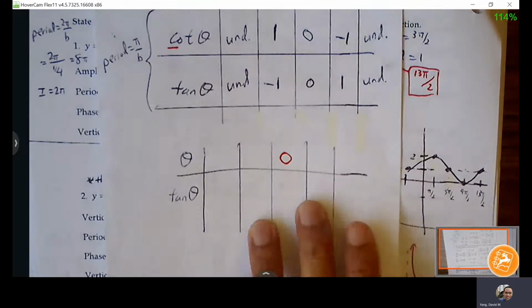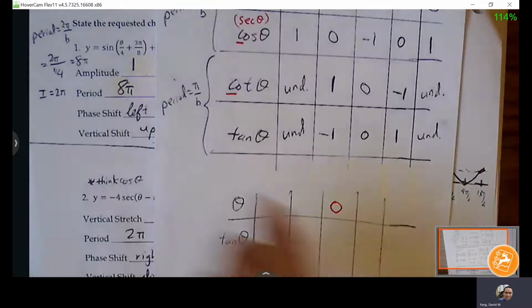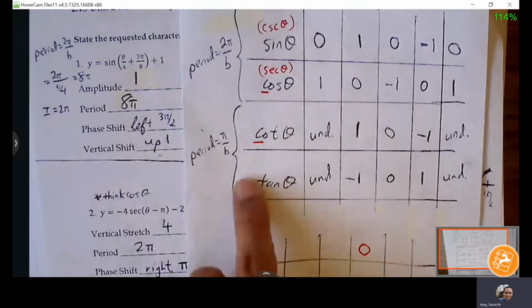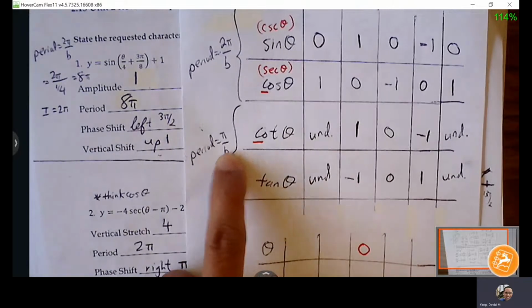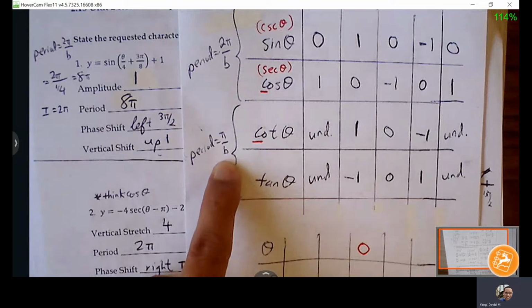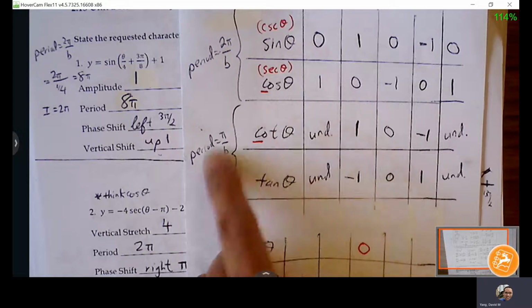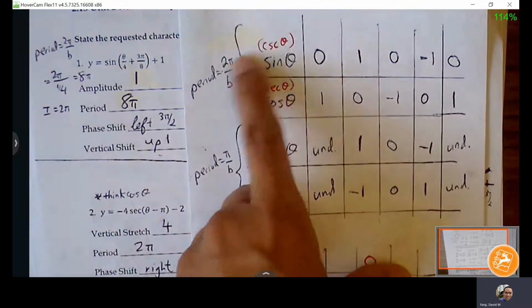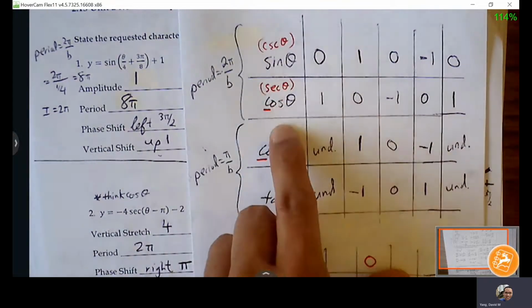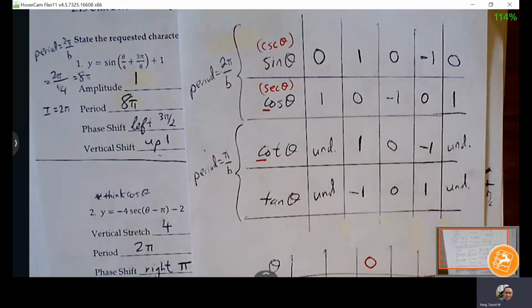Another common thing that I saw was the period formula. Make sure you're choosing the correct period formula for cotangent and tangent. Both cotangent and tangent have a formula of pi over b, not 2 pi over b. I saw that mistake quite a bit. 2 pi over b is for sine, cosecant, secant, and cosine. But for cotangent and tangent, the period is abbreviated. It's only going to be pi over b. So I think those are the 3 big things that seem to repeat themselves amongst the mistakes that I saw.